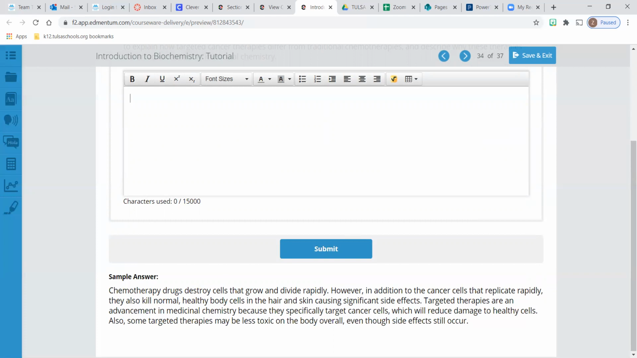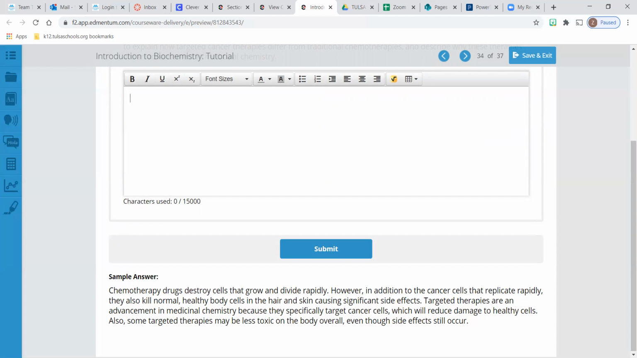And yeah, here's the sample answer. Chemotherapy drugs destroy cells that grow and divide rapidly, which is cancer. Cancer is the uncontrolled growth and division of cells. However, in addition to the cancer cells that replicate rapidly, they also kill normal, healthy body cells. And that's why these side effects can be dangerous.